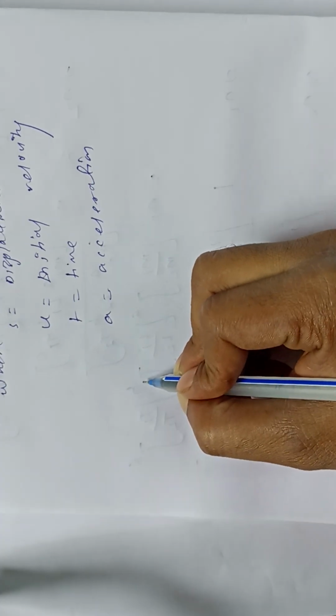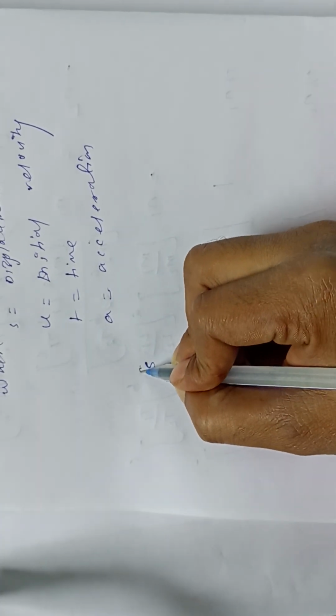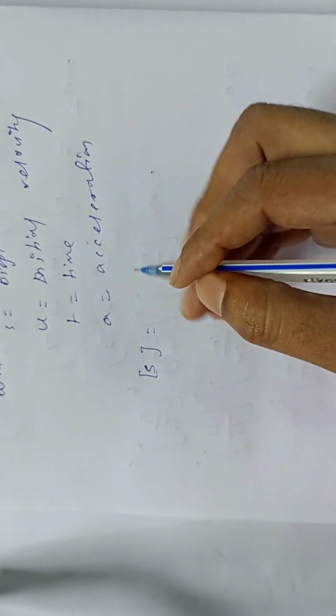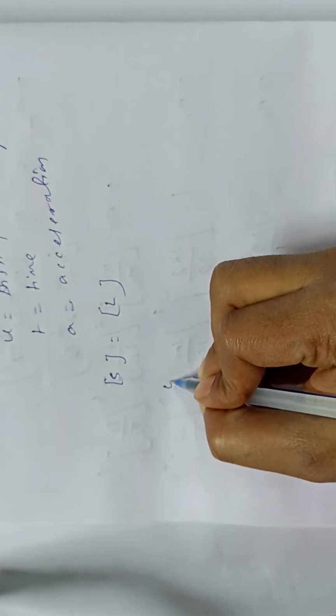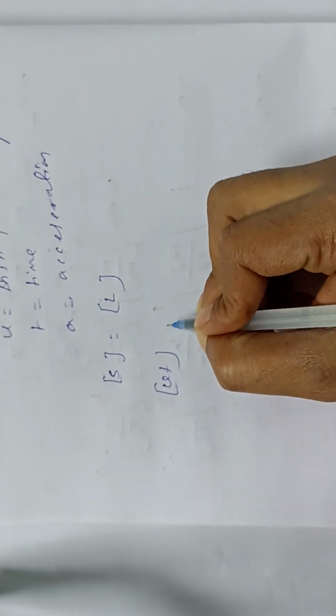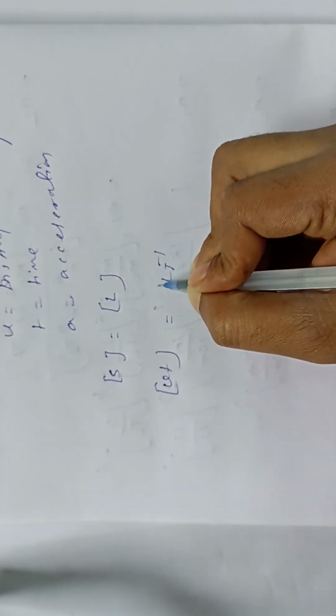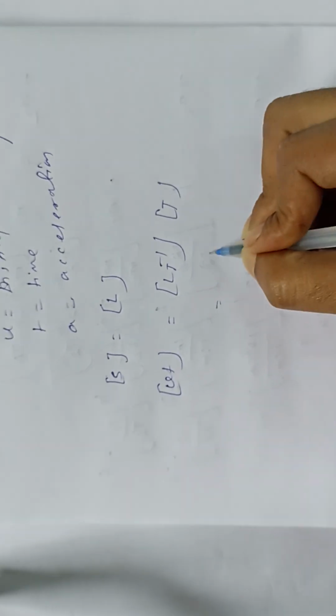So the dimension of S, that is the LHS. Dimension of S equals, this is distance, so dimension L. Now the dimension of ut. This is initial velocity times time, so velocity is LT minus 1, times T. T is time, so L.